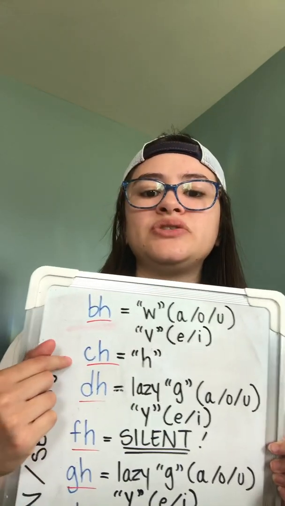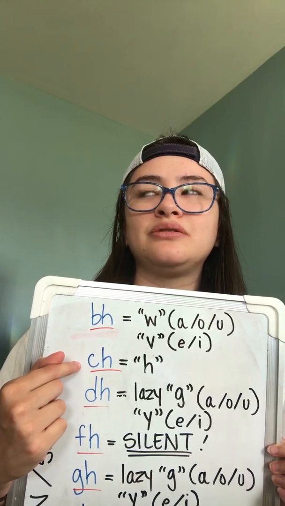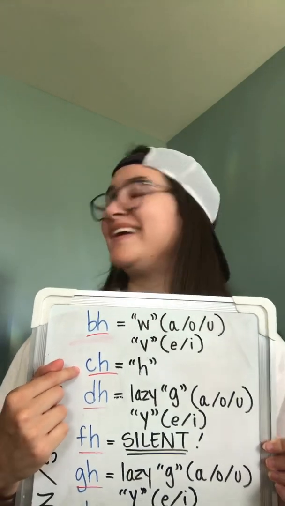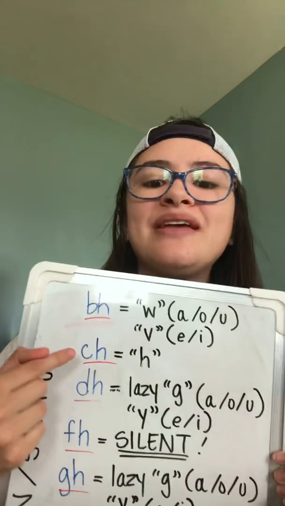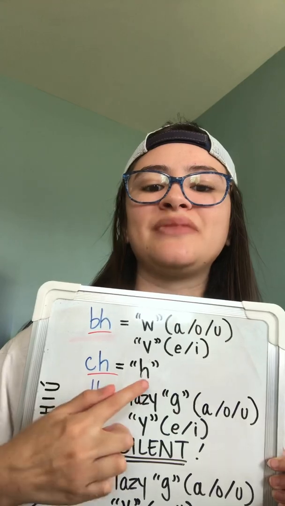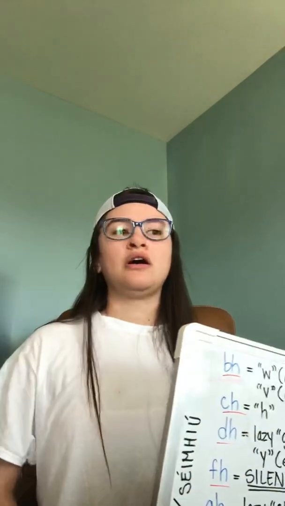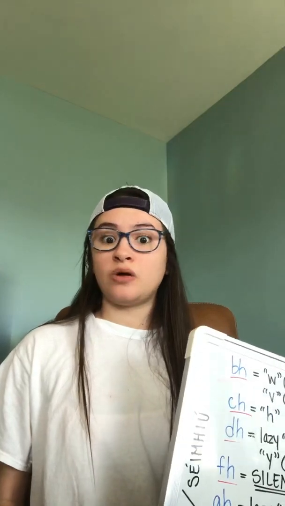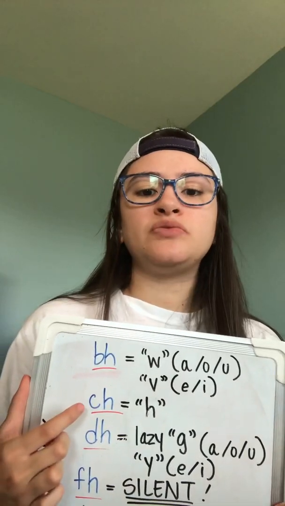Okay, C, when you add an H, CH, if you add an H, it's going to sound like huh, the letter H. In other dialects besides Ulster, the CH sound will sound more stark, but it's softer in Ulster. It's really more like an H.